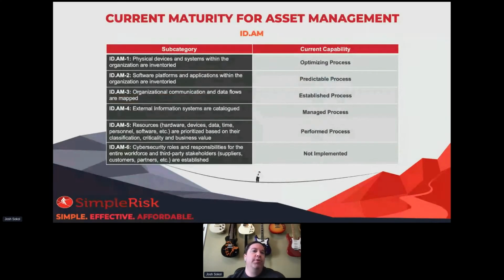So, current maturity for asset management. Our next step here is that we're going to look at each of those subcategories, and for each one, we're going to look at our current capability. What are we doing today with respect to each of these things? According to this chart, I'm doing really well at asset management, physical devices and systems being inventoried, right? But that's not a hard ask. We can have a Nexpose tool, we can have some sort of scanner, maybe we look at network stuff and it's baked into our next-gen firewalls. Automating the process of inventorying the stuff in our organization is probably not that difficult.